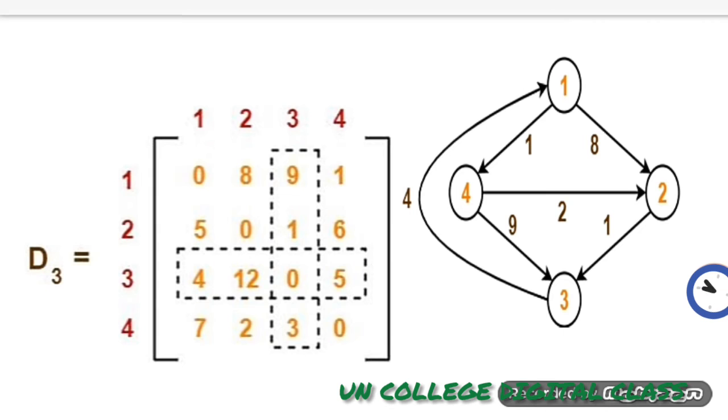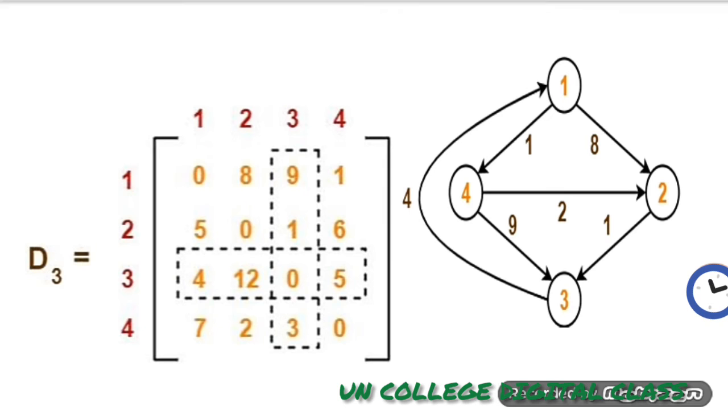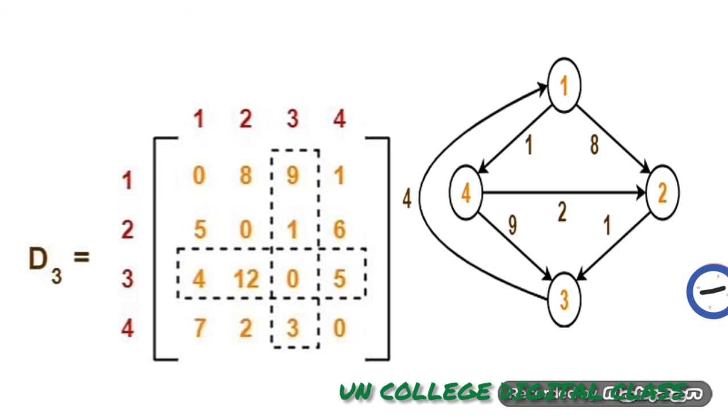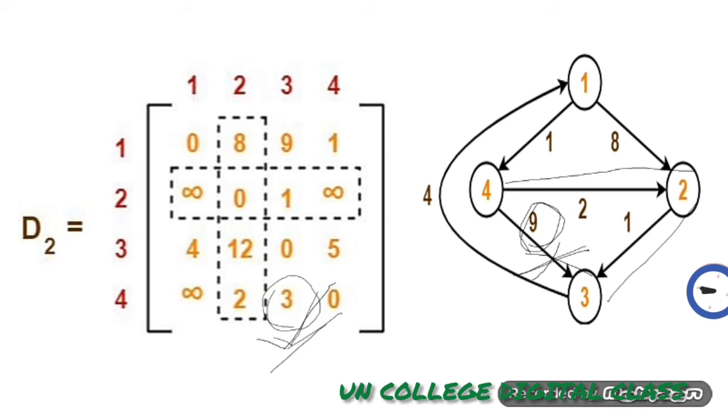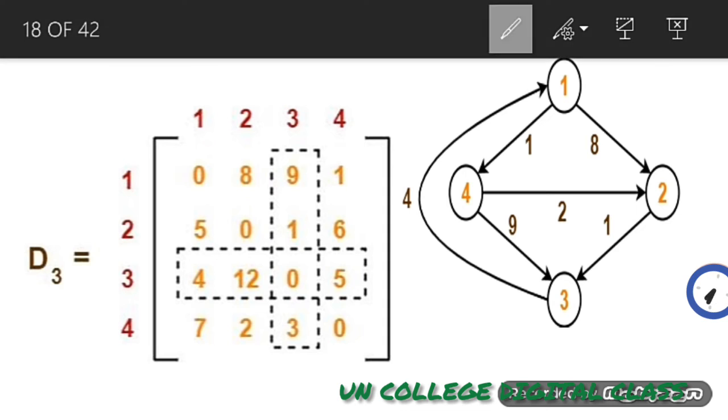Here we will use the third vertex as the intermediate vertex. It means that we can use 1, 2, 3, all as intermediate vertices. And here let me show you the previous value 0 8 9 1, and here also 0 8 9 1. No extra minimum path for row 1. Then we are moving to row 2. In row 2, infinity 0, 1, infinity, and here 5, 0, 1, 6. How? Let me explain it.